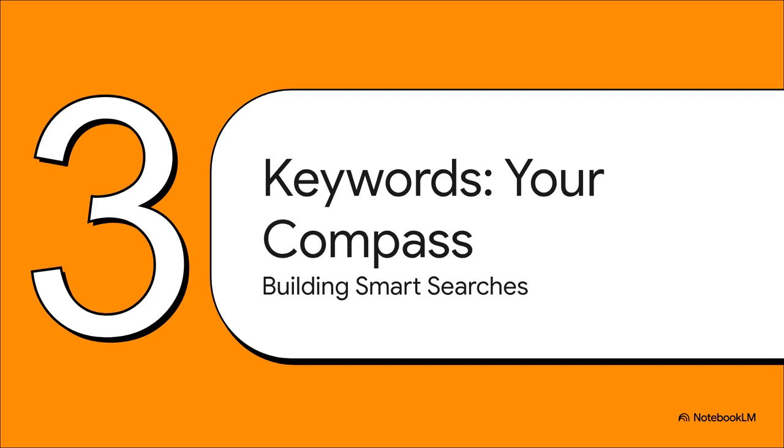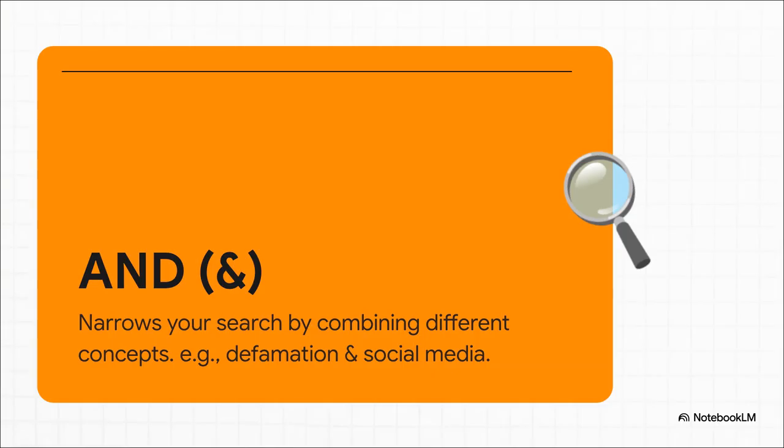It is time to make keywords your compass. First up is the AND operator. You can also just type the ampersand symbol. This is your tool for getting focused. If you search for defamation and social media, you're telling the database, hey, only show me results that have both of these things. It narrows your results down like you wouldn't believe.